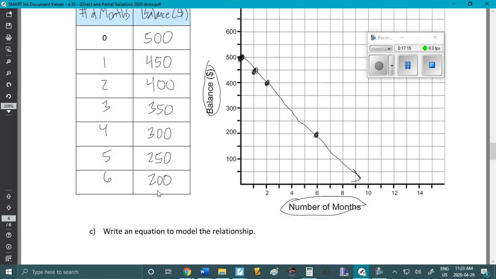Write an equation. Remember, this is always y equals mx plus b style. But instead of y, we have balance. So we will write b.